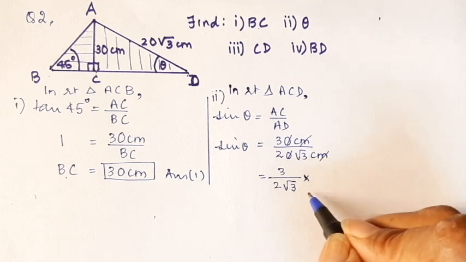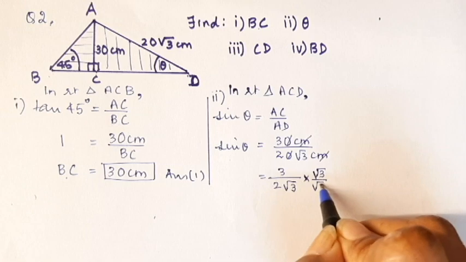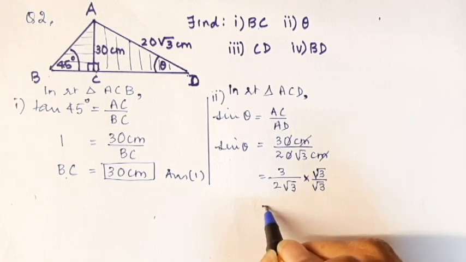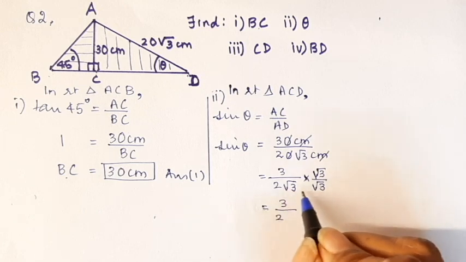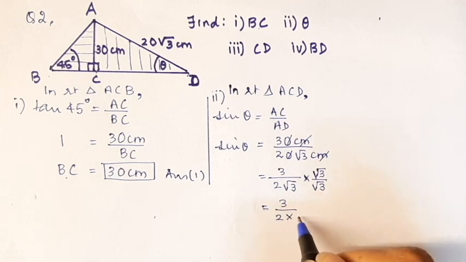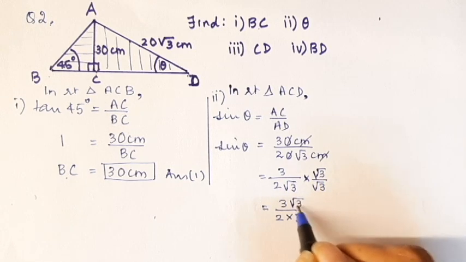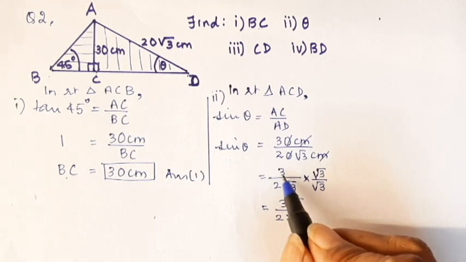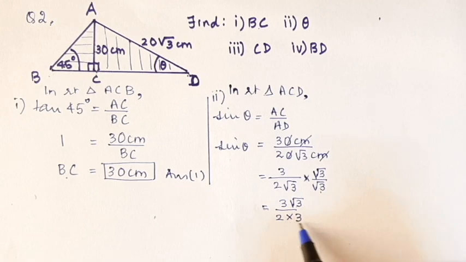So what we must do? We must rationalize it. How do we rationalize? By multiplying and dividing by root 3. And so we will get 3 upon 2 root 3 into root 3 will give us 3, and this root 3 multiplies here, so it becomes 3 root 3. So in the numerator we have 3 root 3, and denominator has 2 into root 3, which is 3. Can we see this 3 getting cancelled? And so that will give us root 3 upon 2.